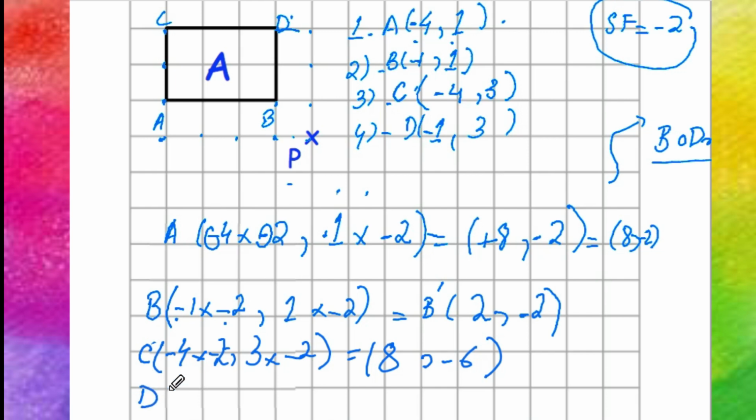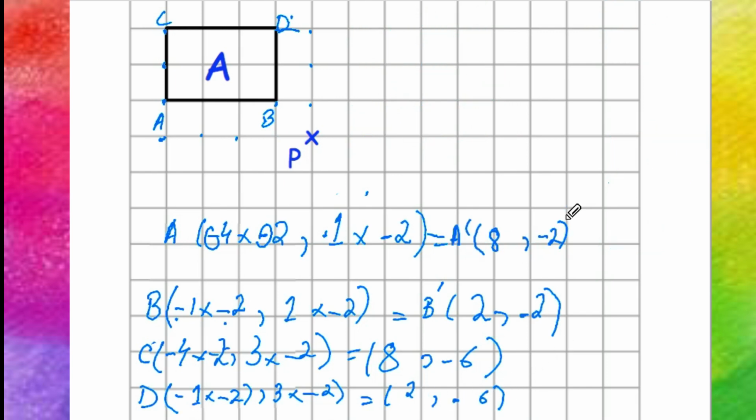Now we are left with d, which is equal to -1 and 3. Okay, the same thing, -1 times -2 and 3 times -2. So what we are left with, 1 times 2 is 2, minus times minus is plus always. Okay, 3 times 2 is 6 and plus times minus is minus. So we are left with 2 minus 6.